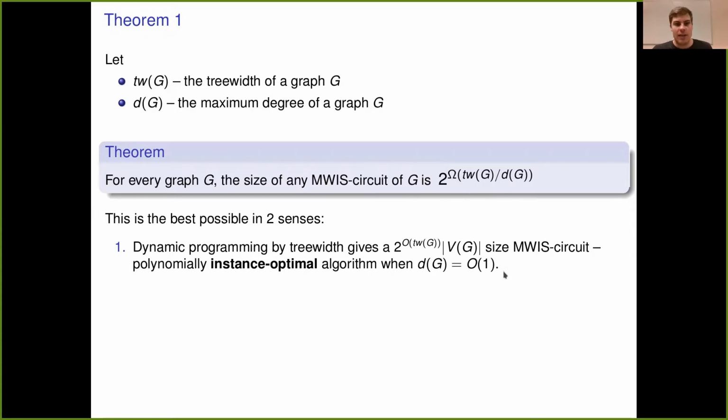So we can say that dynamic programming by tree width is a polynomially instance optimal algorithm that builds MWI circuits. Among all algorithms that build MWI circuits, no algorithm can give a super polynomial improvement over dynamic programming by tree width on any instance with bounded degree. Okay.